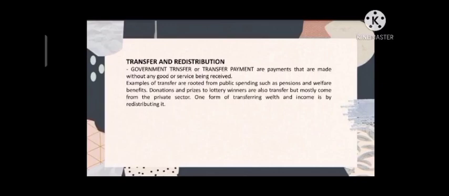Transfer and redistribution. Government transfers or transfer payments are payments that are made without any good or service being received. If you work in government, then when you retire, you will get benefits. Examples are public spending such as pensions and welfare benefits. Donations and prizes to lottery winners are also transfers but mostly come from the private sector. One form of transferring wealth and income is by redistributing it.